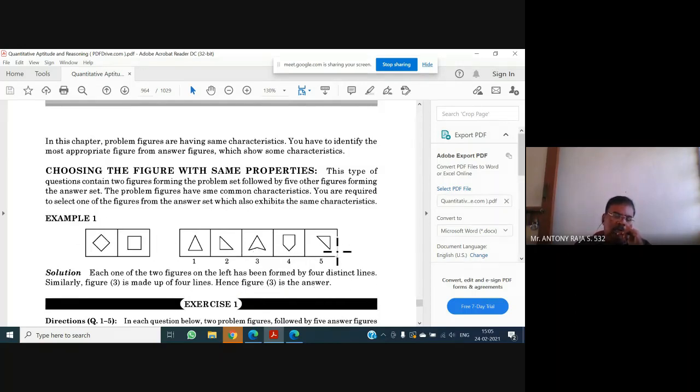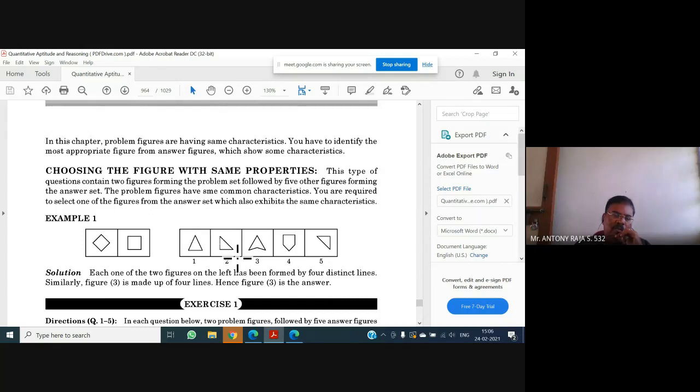And now you observe this. First triangle is given, only three lines. Second also triangle, only three lines. Okay, fourth one, you see that how many lines are there? One, two, three, four, five lines are there. So the first figure, three lines. Second figure also three lines. Fourth figure, five lines. And the fifth figure, three lines. So you can straight away eliminate option 1, 2, 4 and 5.